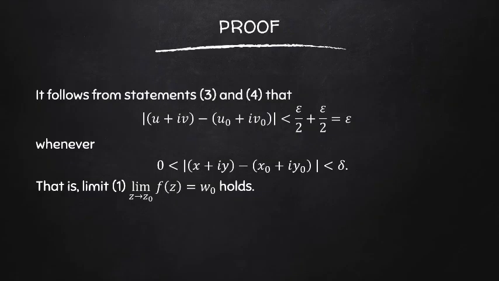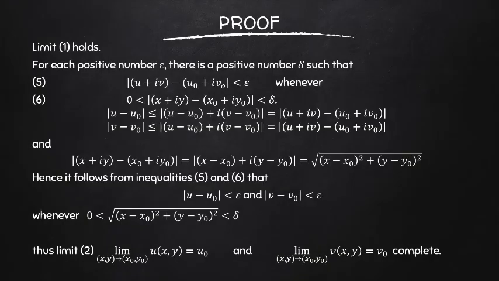So, from the statements before, the absolute value of u plus iv minus (u0 plus iv0) is less than epsilon over 2 plus epsilon over 2, which equals epsilon, whenever the absolute value of (x plus iy) minus (x0 plus iy0) is greater than 0 and less than delta. So, the limit holds.